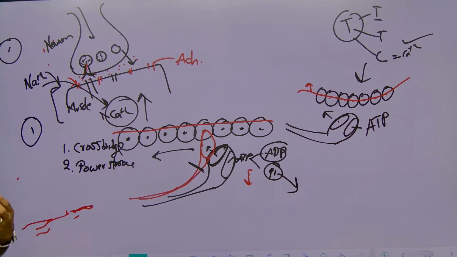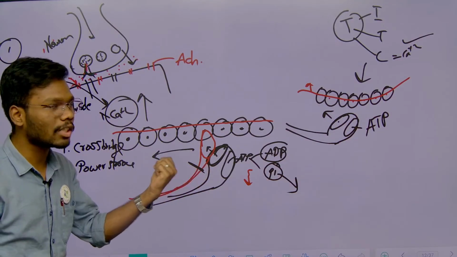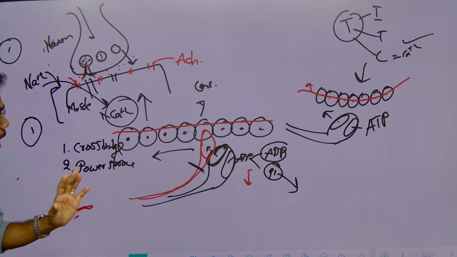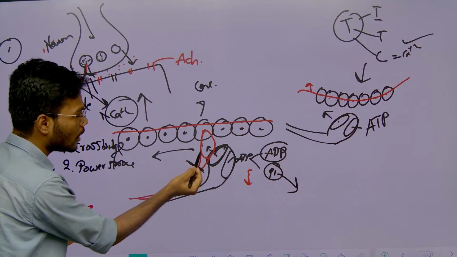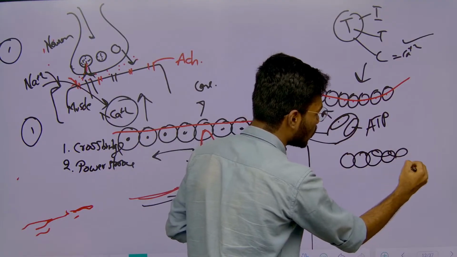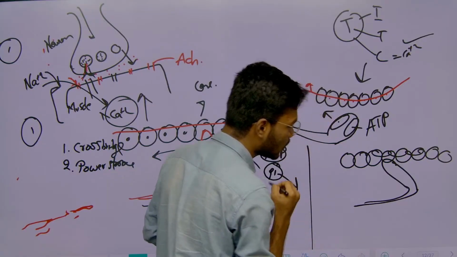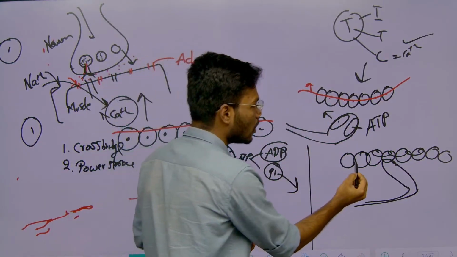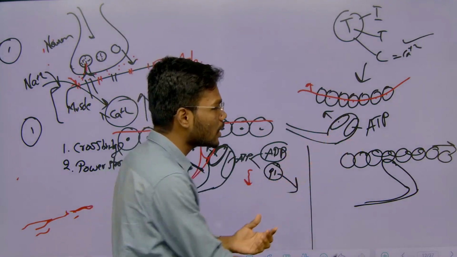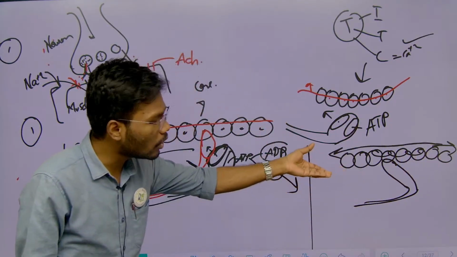So in power stroke, what happens? There is a bend of these myosin heads. Whenever the myosin heads bend, contraction will happen. How will the contraction happen? Let's see. If there is a bend towards this side, how will the image look? So these are actin molecules, this is the head, and this is the myosin molecule. Initially the actin was on that side. Whenever the myosin head was bent, all these actin molecules were pulled inside.